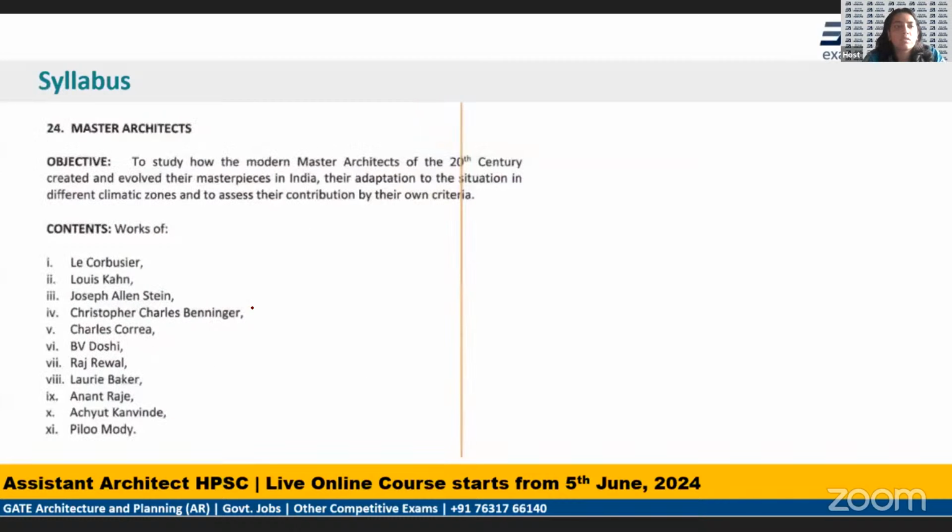And coming to the last part, that is master architects. So you're expected to know clearly at least the work of those mentioned here, from Le Corbusier to Louis Kahn, Joseph Allen Stein, Christopher Benninger, Charles Correa, B.V. Doshi, Laurie Baker, Anand Raje, Achyut Kanvinde, and Pilu Modi. So they've clearly mentioned at least these architects. Knowing more would be an added benefit anyways.